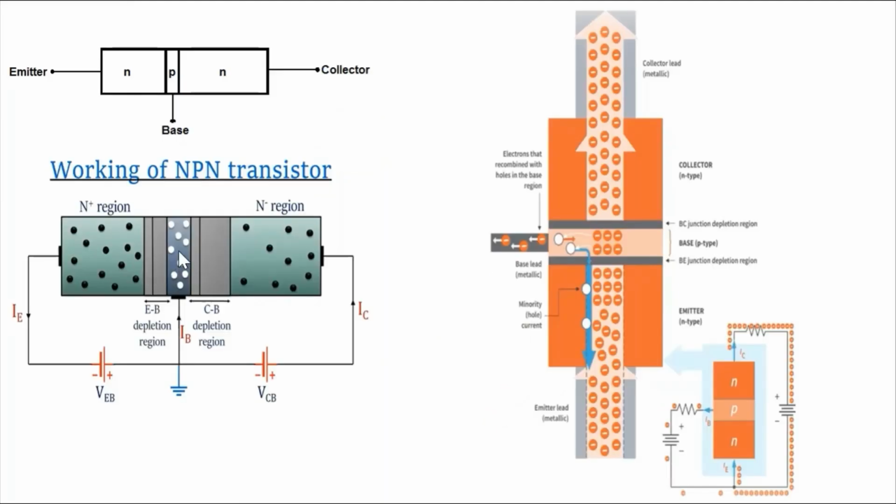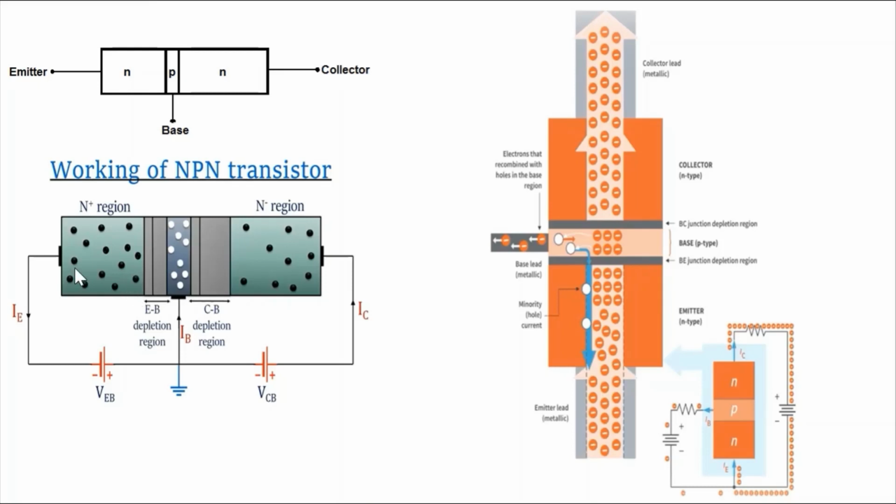Let's see how an NPN transistor works. In an NPN transistor, the left hand region is the emitter region, which is highly doped. The middle one is the base region, which is lightly doped. And the right hand region is the collector region, which is moderately doped. In this, the emitter base junction is forward biased and the collector base junction is reverse biased.